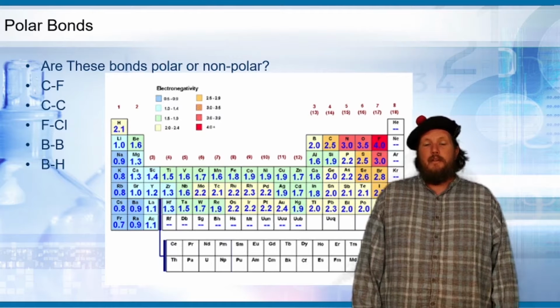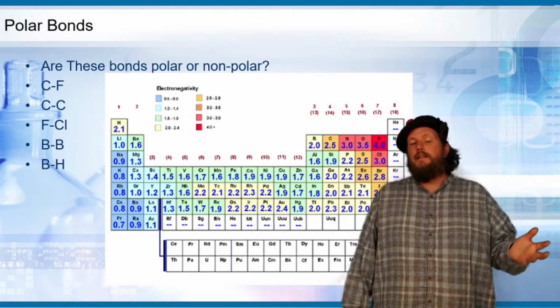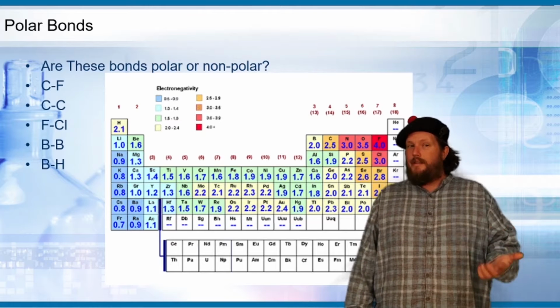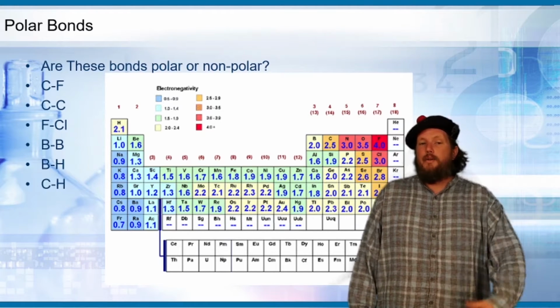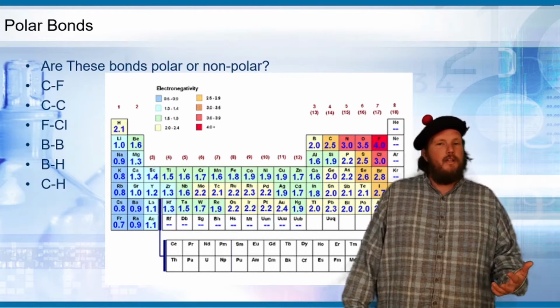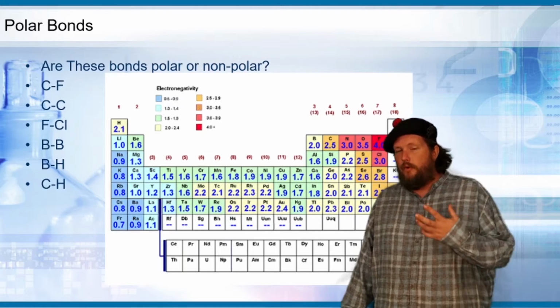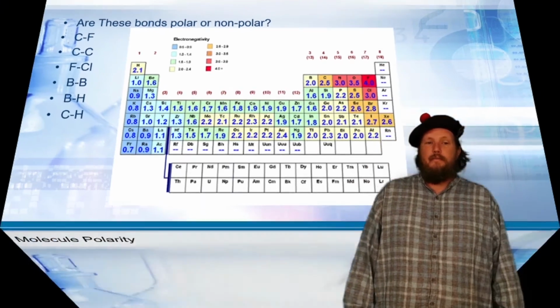Boron-hydrogen. Boron is 2.0, hydrogen on the top left is 2.1, that's a difference of 0.1. This is going to be considered a non-polar bond. Carbon-hydrogen. Carbon 2.5, hydrogen 2.1, it's a difference of 0.4. It is polar, but only very slightly polar.